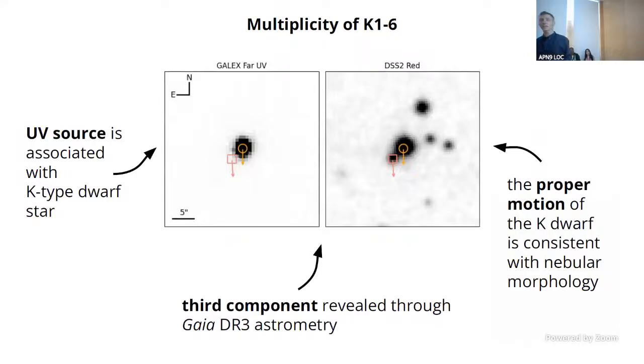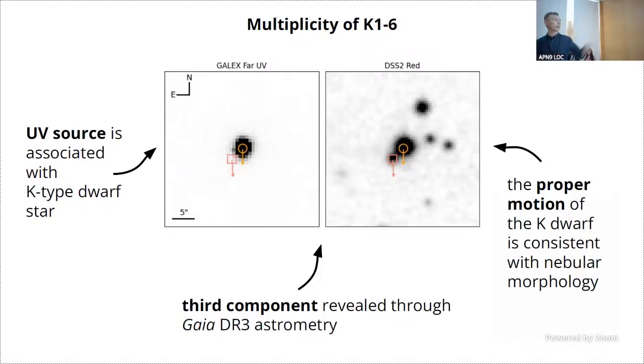First of all, the central star of this planetary nebula is a multiple system. There is a UV source which coincides with the K-type dwarf star, but there is a third component, this one, that is revealed by proper motion and parallax from Gaia. This system is moving in the correct direction, with the conical tail in the opposite direction, so we know that it is associated with the nebula.